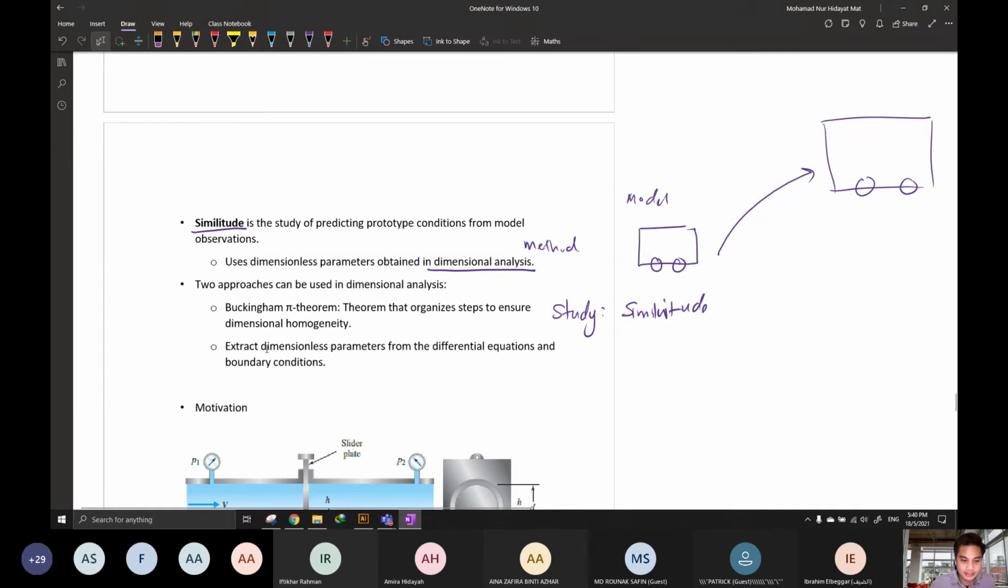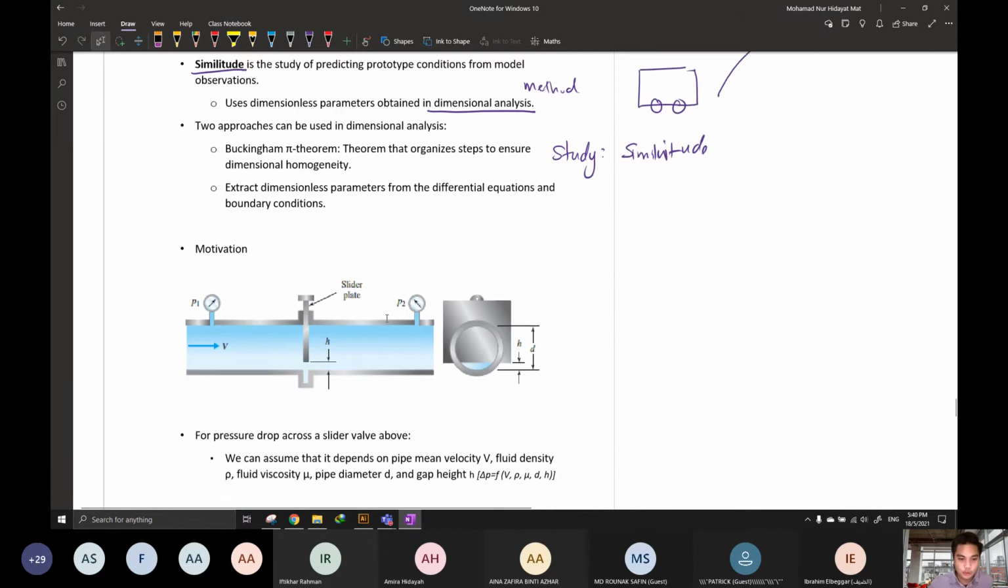For the other part, this is quite tricky. You need to extract the dimensionless parameter from the differential equation and boundary condition. This is just the expert level because it requires experiment and simulation. So this is the example. As I explained to you, how do we minimize the number of experiments?